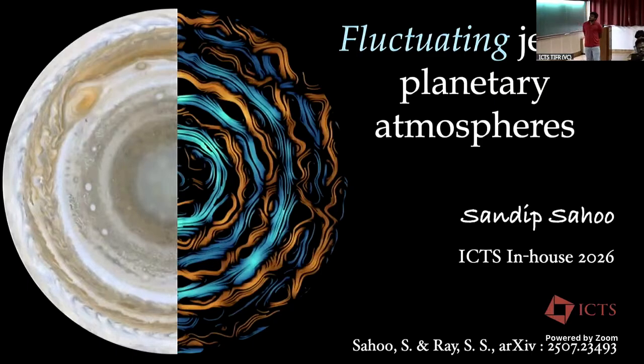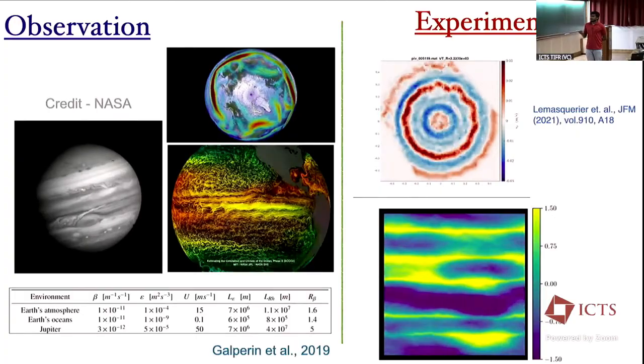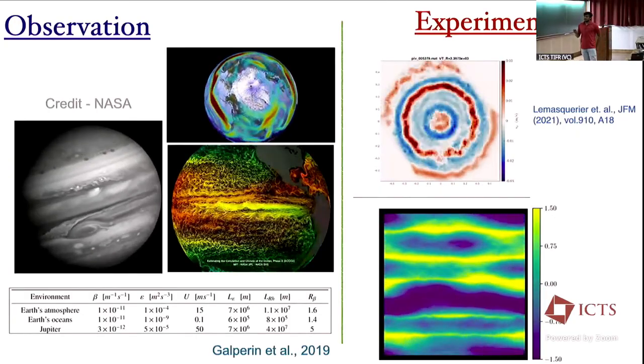I'll be talking about fluctuating jets in planetary atmospheres. I think most of us are quite familiar with the banding patterns that are typically seen in Jupiter's atmosphere. Here on the left-hand side of the image, I have the South Pole view of Jupiter, where these jet structures are clearly visible, and on the right half, we have the jets that are observed in laboratory experiments. Now, these jets are not only typical to Jupiter, many other planets like Saturn also have very strong jets.